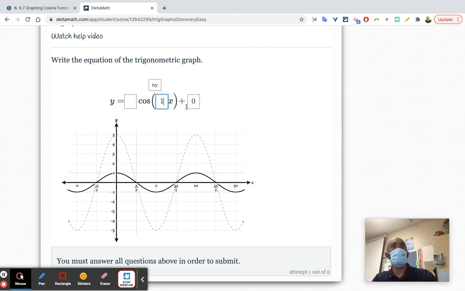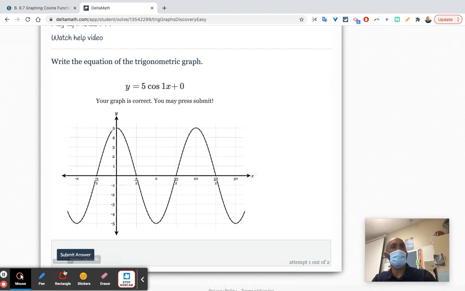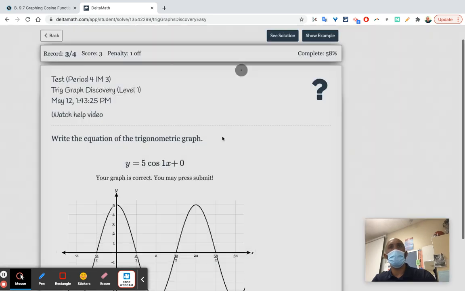Okay, and again, put the period as 1 there. And then for the amplitude, again, that's that distance from the midline up to the top of your graph. So in this case, that is 5. And there you go. All right, so that's how you do those Delta Math problems.